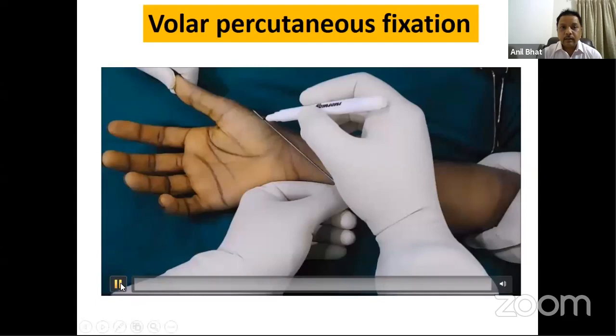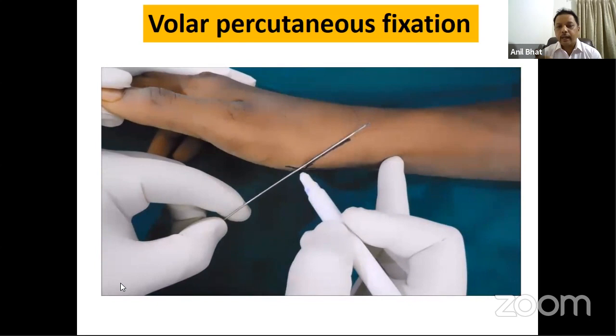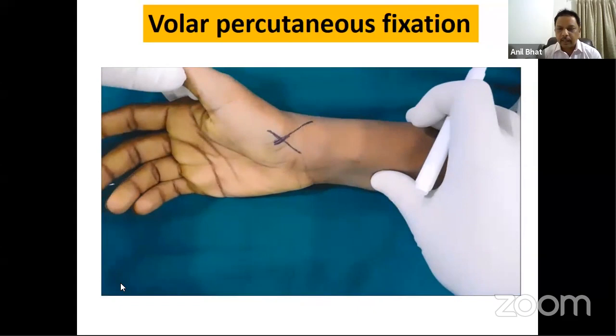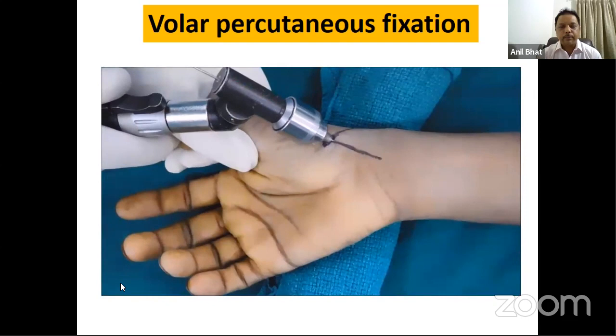You draw the axis of the scaphoid both in the AP and the lateral, and the intersecting point is where you need to enter your guide wire. Spend a lot of time on this because the guide wire entry is the most important step. Everything happens over the guide wire. So if you misplace the guide wire or put it in multiple times, you are creating a lot of false passages. So try to make this the most accurate step of your percutaneous fixation.